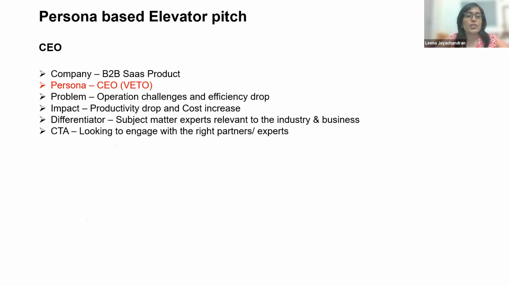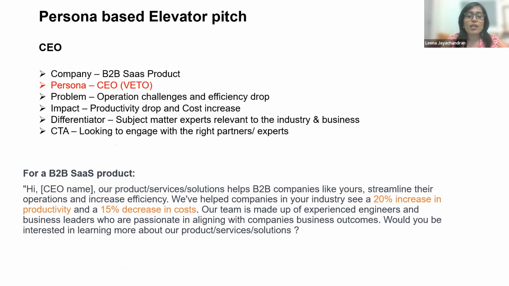So if this is a situation and you have to write an elevator pitch, I would like to share with you an example of those 4 points which we thought about to keep in mind. This is somewhat how it will look in 30 seconds if you have to write an email. So we're talking about a CEO, which is a Veto. Hi, the name of the CEO. Our product services solution helps B2B companies like yours to streamline their operations and increase efficiency. We have helped companies in your industry see an increase in productivity and a 15% decrease in cost. Our team is made up of experienced engineers and business leaders who are passionate about aligning with companies' business outcomes. Call to action: would you be interested in learning more about our product and services?